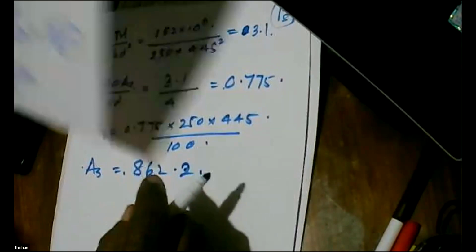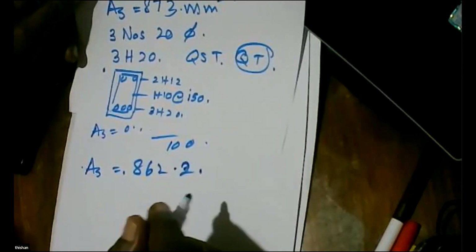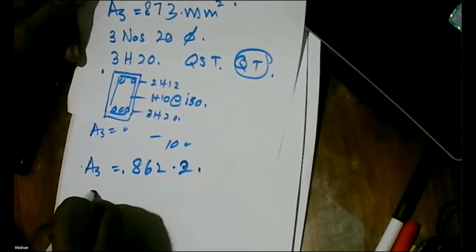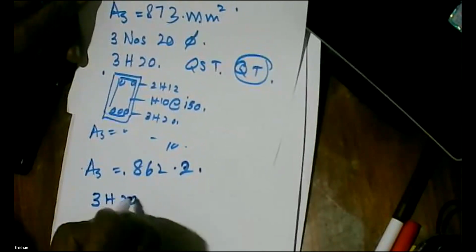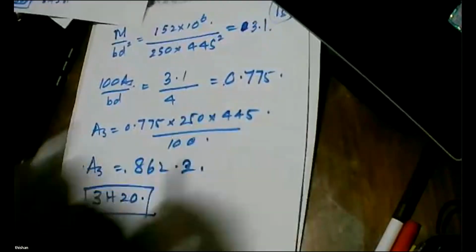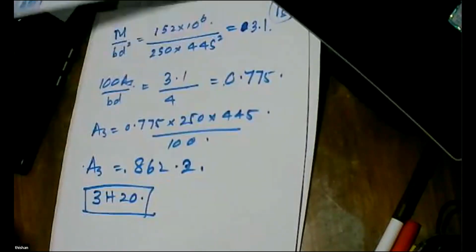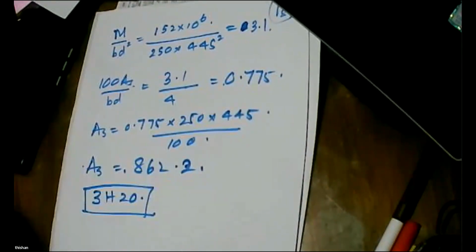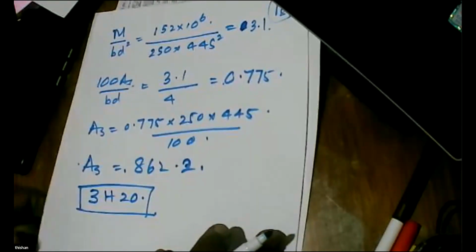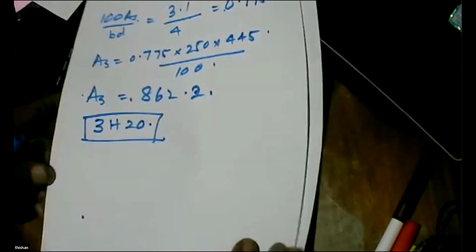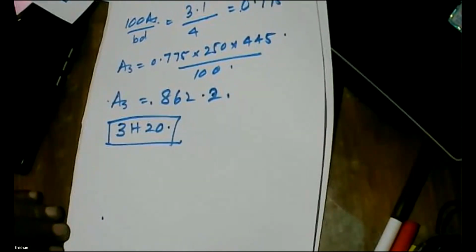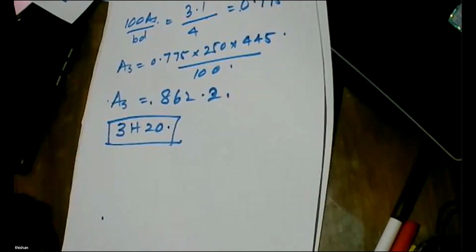So can you compare the answers? 873 versus 862. What would I find? 3H20. So these are shortcuts, so don't do all these long calculations. Divide M over b d squared by 4. That is the reinforcement required in a reinforced concrete beam according to the Eurocodes. Did you know this shortcut? No, sir. So that is the shortcut.